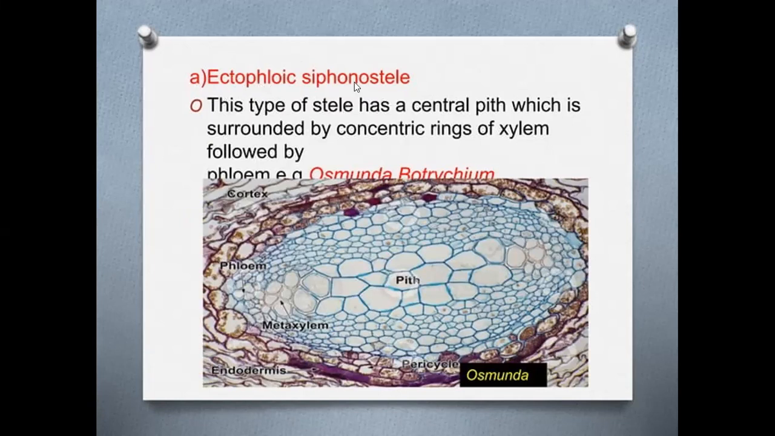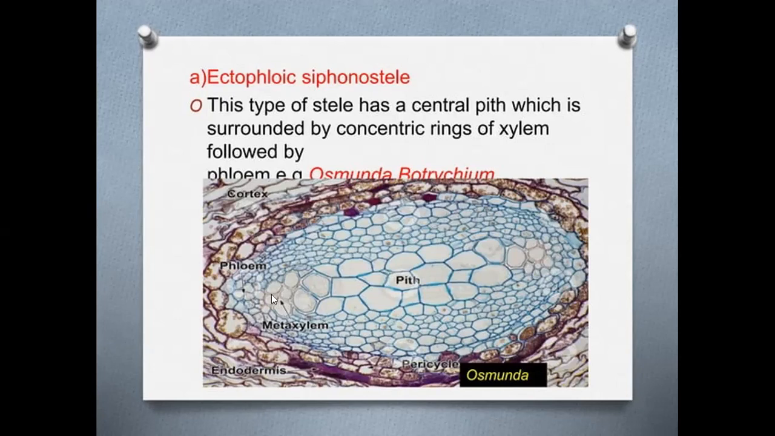Okay. So siphonostele. What is siphonostele? Presence of central pith region surrounded by xylem and the phloem. Now, this ectophloic siphonostele is commonly observed in Osmunda. So you can observe this picture here.